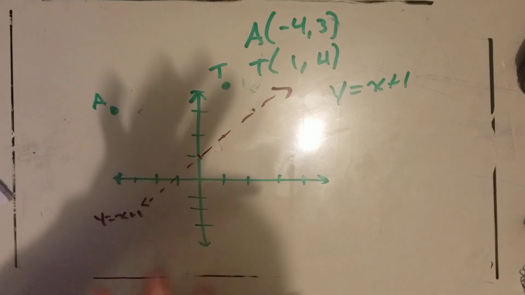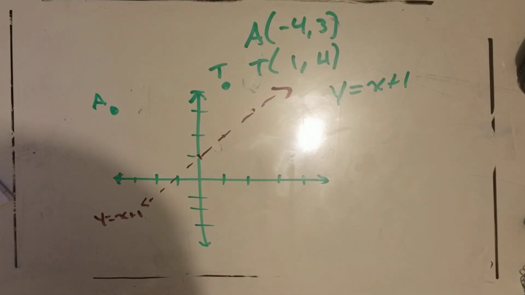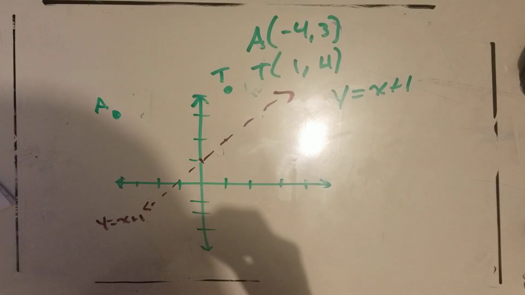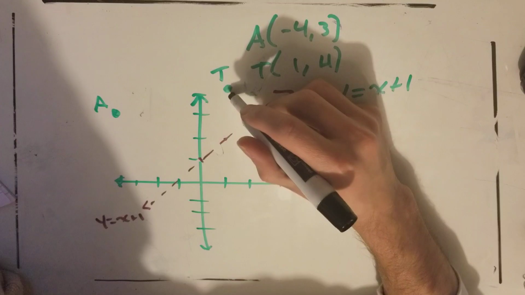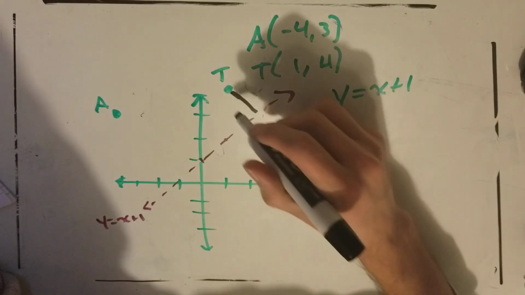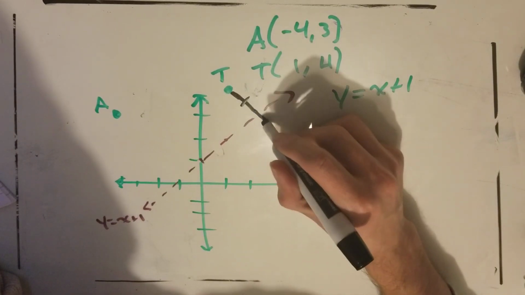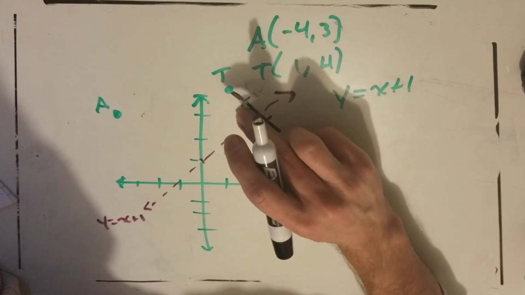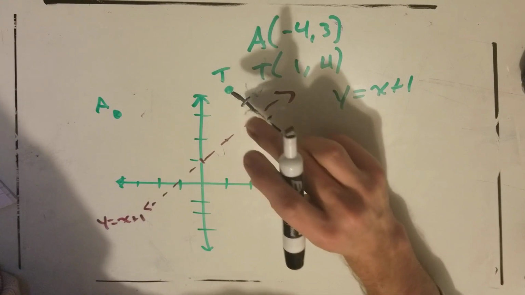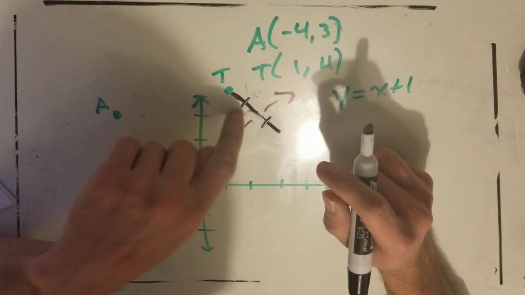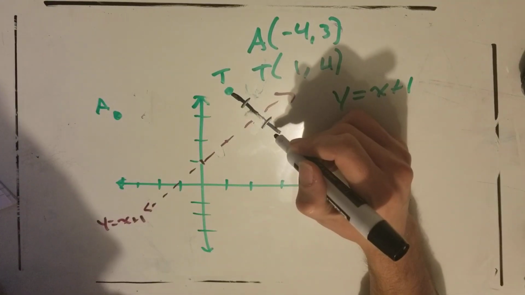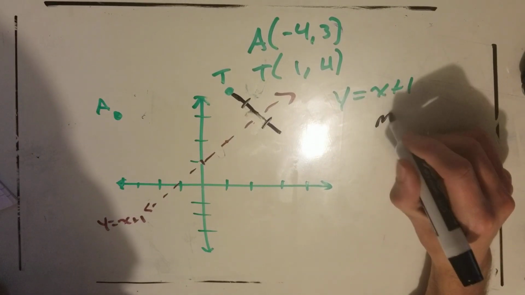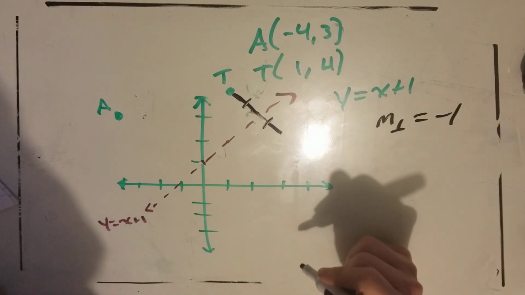So to reflect over this line, let's start with point T. T prime will end up being the same distance away from our line of reflection as T. So this is going to be congruent to this, and it's going to be the perpendicular bisector, so these are going to be perpendicular. In order to find T prime, our first step is to find the equation that this segment falls on. In order to do that, we need to find a slope that's perpendicular to this line, and we should see pretty quickly that slope is negative 1.